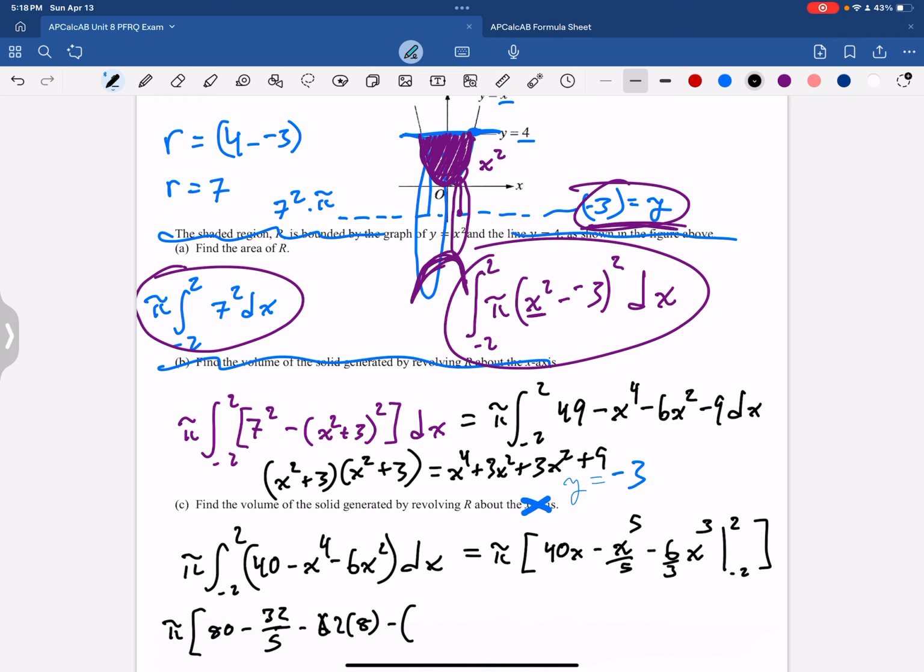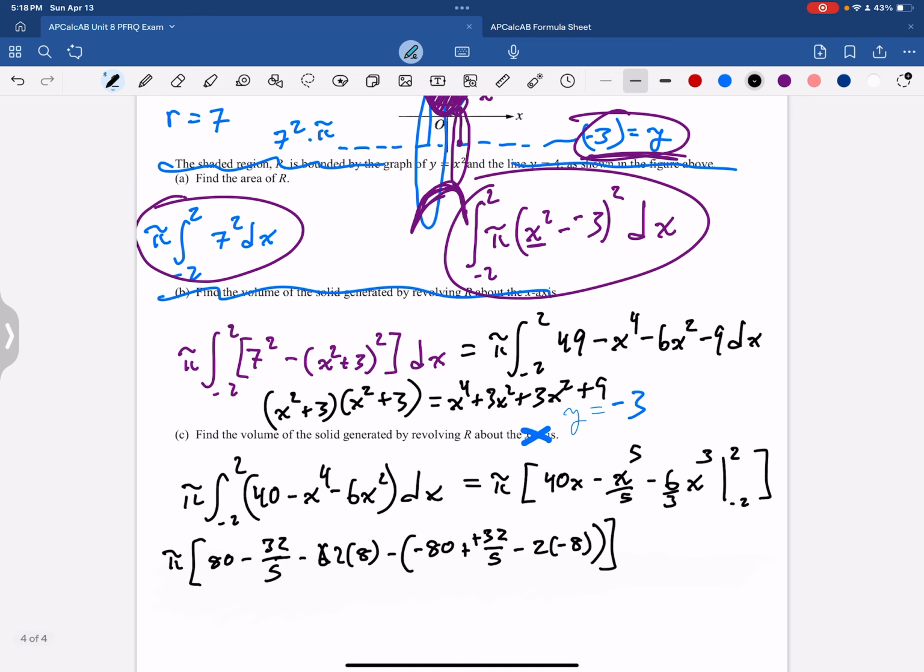Then we're going to subtract, big parenthesis, and plug in negative 2. So I get negative 80, and then negative 32 over 5, which makes it positive, and then minus 2 times negative 8. Wow, all these negatives. Lots of places to make mistakes. Now I have to simplify. It's right, but dang, this is disgusting. Let's distribute this negative. This would be a positive 16, and then it would be back to negative because I distributed a negative, so this is going to be negative 16.